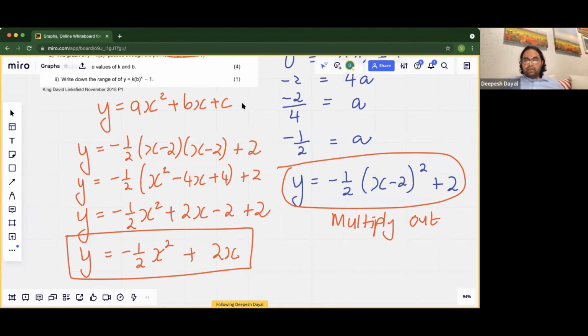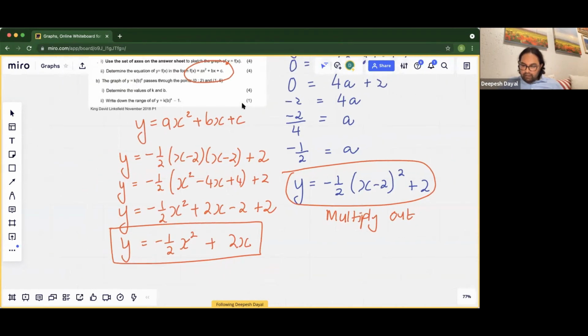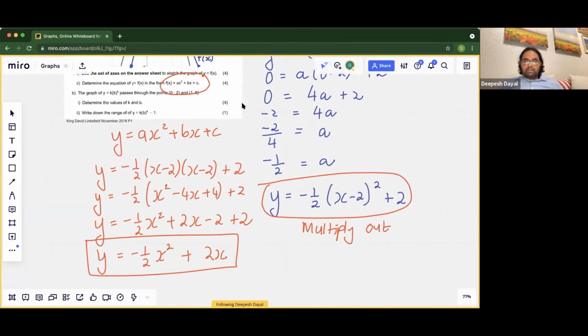I hope this is okay. Everybody, are you following? How is this looking? To find the equation of the parabola, we had looked at quite a few of these, so I'm hoping that you were able to follow through.